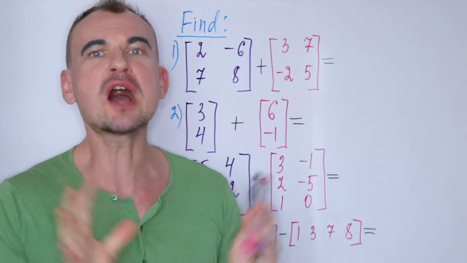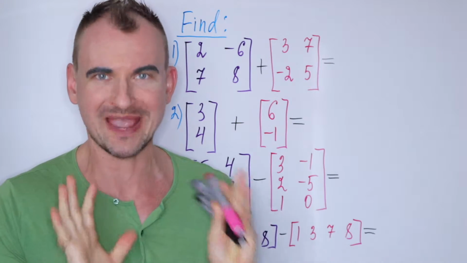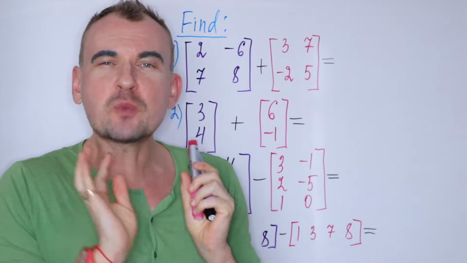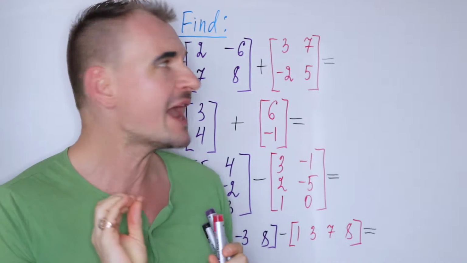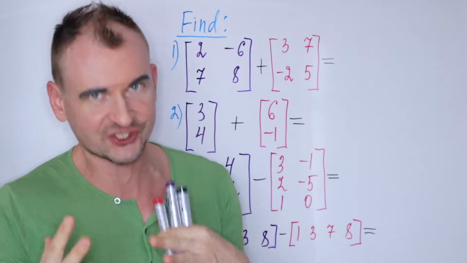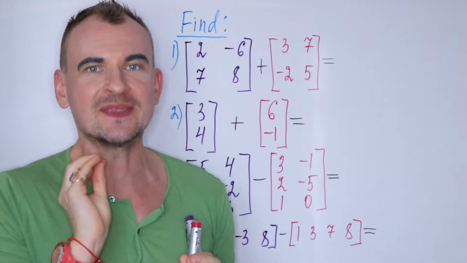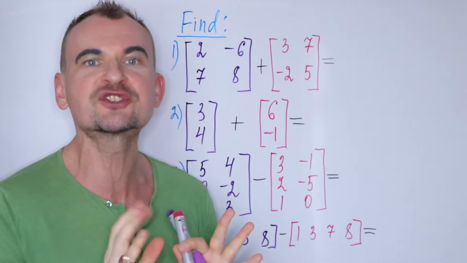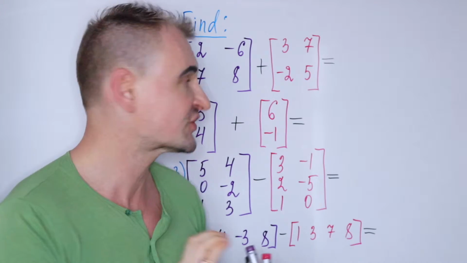Guys, today I will show you how to add and subtract two matrices. The idea is pretty straightforward. There is one thing that you should keep in mind: your matrices have to have the same order, or size, or dimension, that can be defined by the number of rows and columns in your matrix.